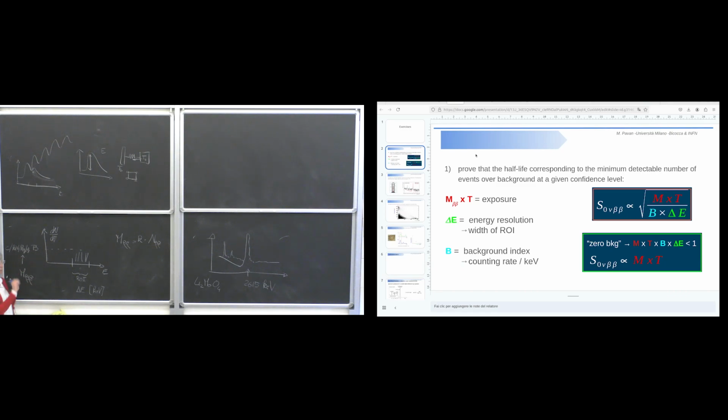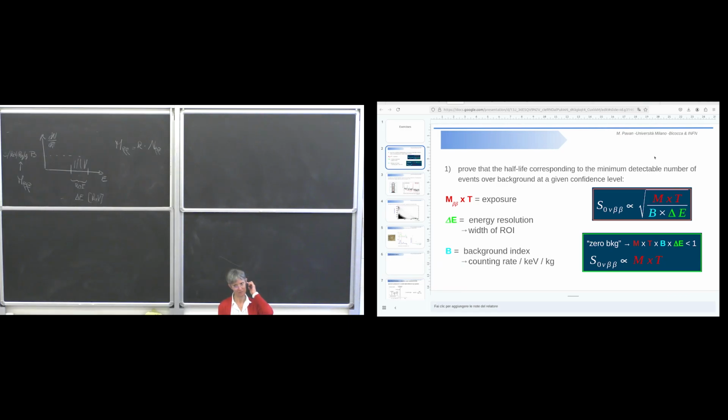So try to understand why we use this formula. The idea is, I want to define which is the half-life that corresponds to the minimum detectable number of events over background. Is the question clear to you? I mean, what is the problem that we want to solve?